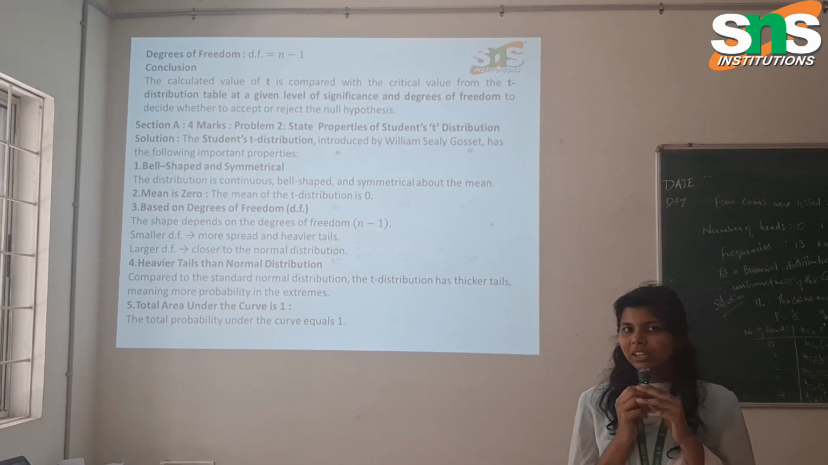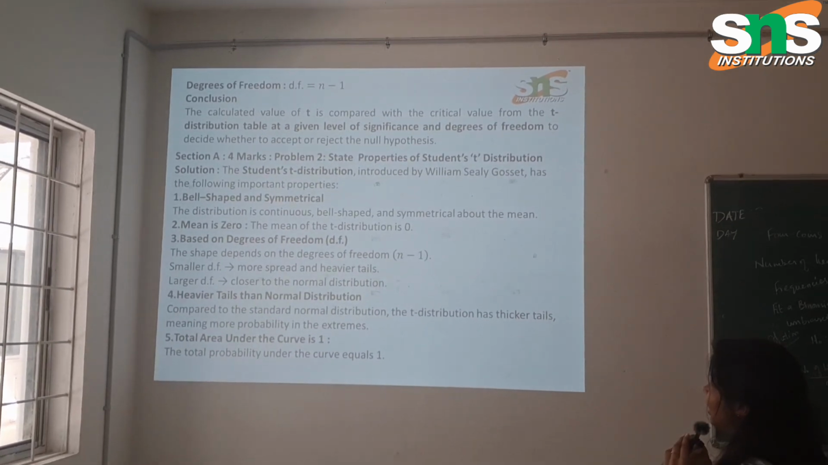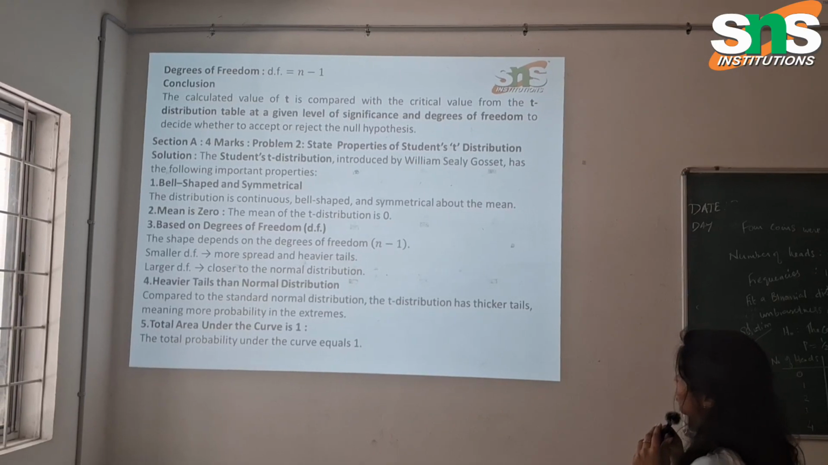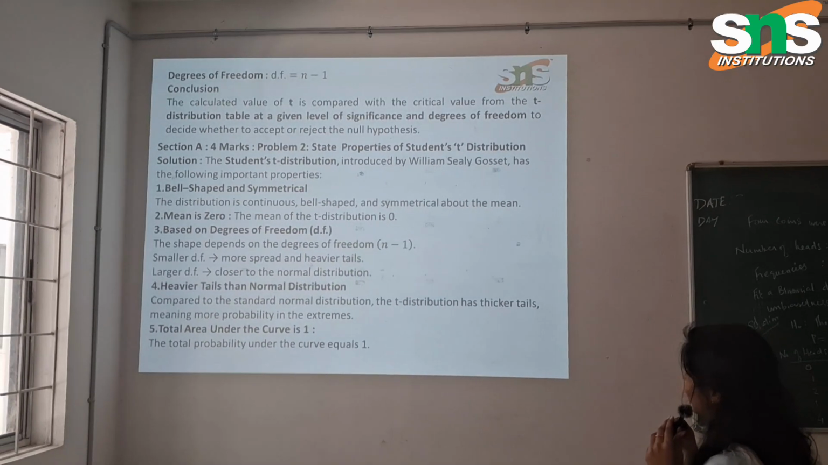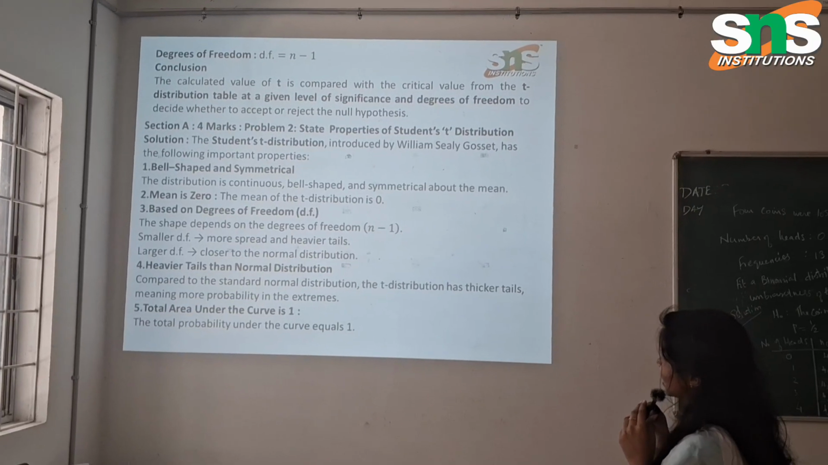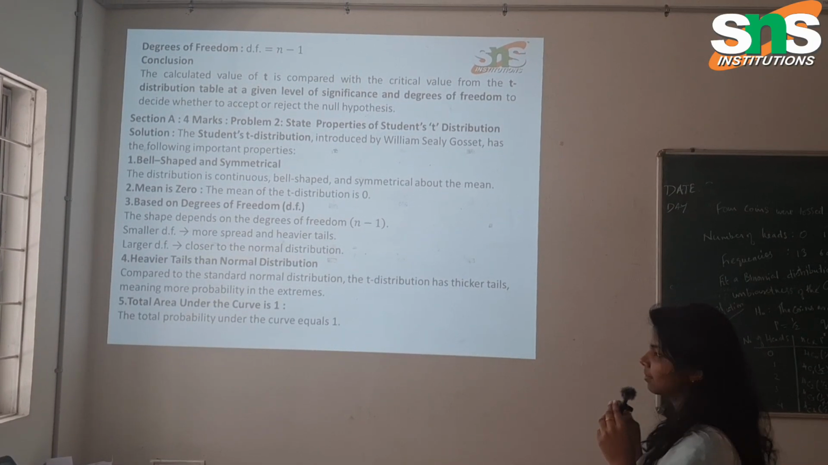Now I am going to tell the conclusion for the problem. The calculated value of t is compared with the critical value from the t distribution table at a given level of significance and degrees of freedom to decide whether to accept or reject the null hypothesis.